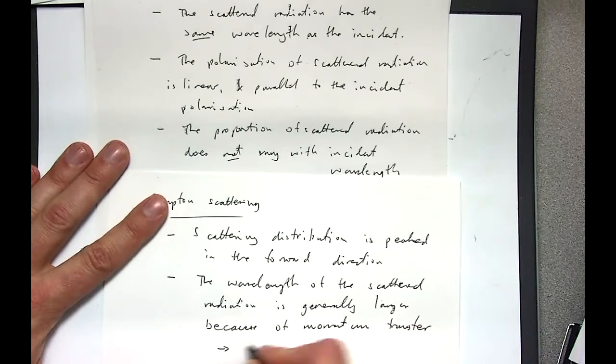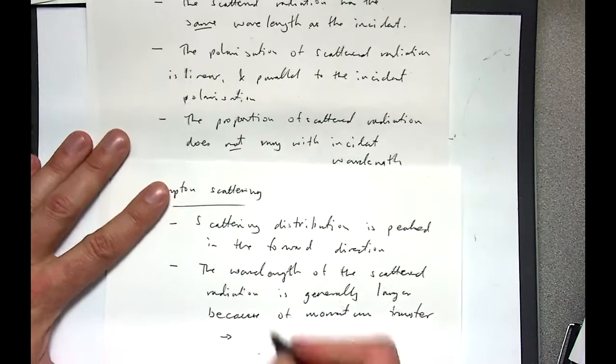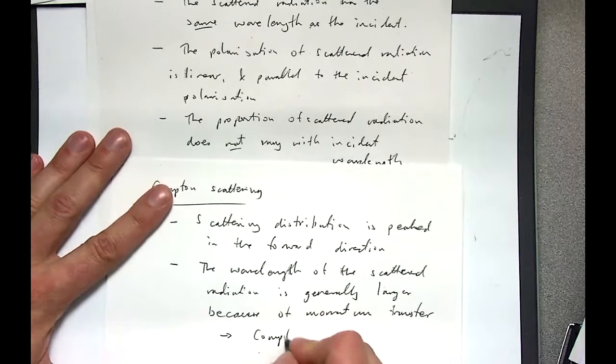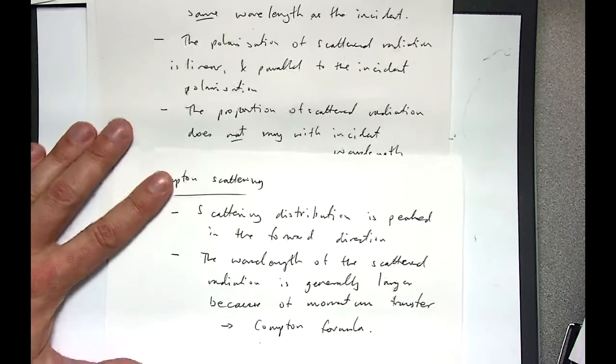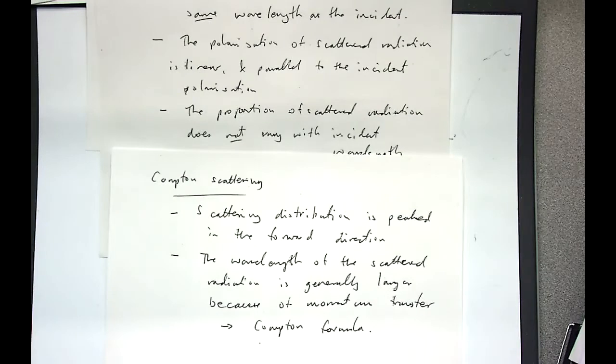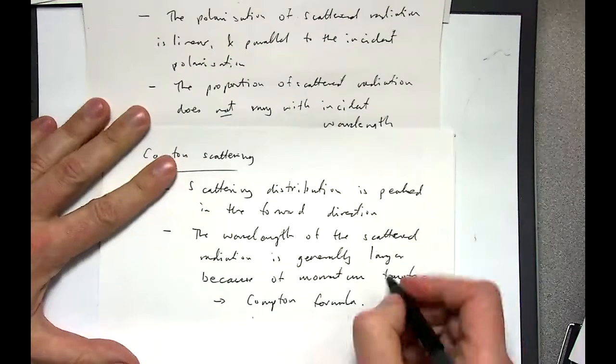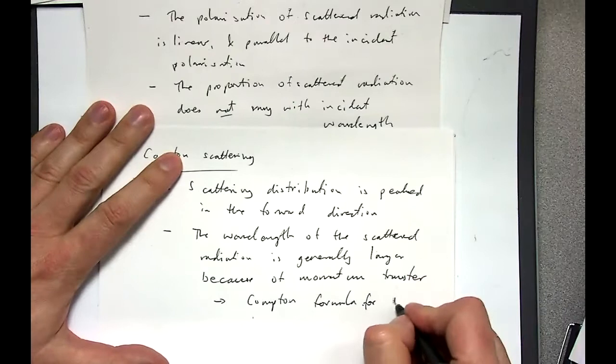And clearly, because it changes with angle, this gives rise to our familiar Compton formula. Well, this is the Compton formula now. We only had one before, okay? Now we've got a much better one, which is how many. Compton formula for photon energy. Okay?